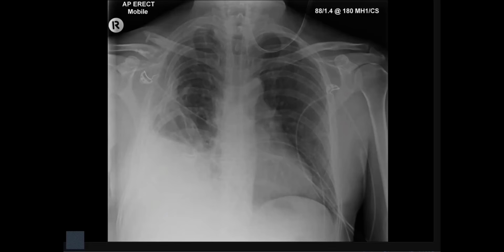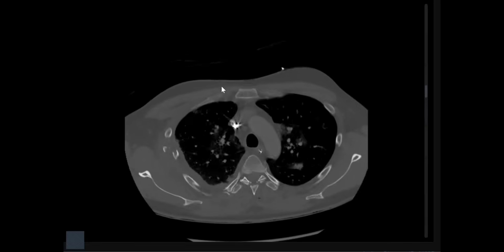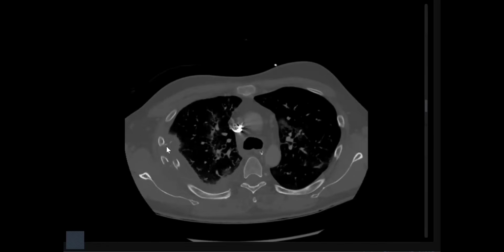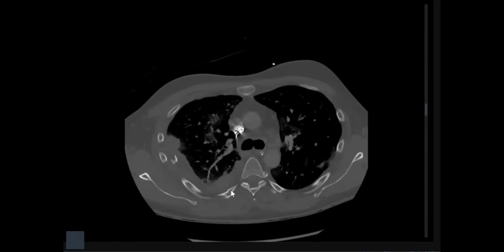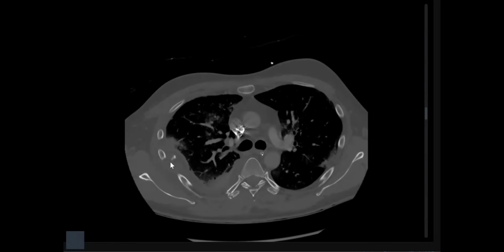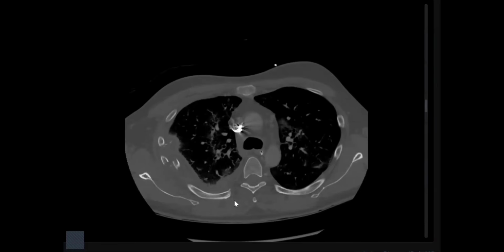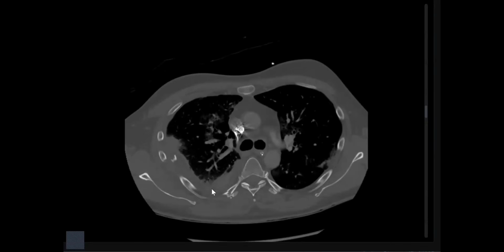So take care, my friends. In case of chest trauma, I think everyone, even the patient's relatives, will detect these fractures, but only you will correlate this one with this one. Multiple fractures in the same rib, in at least three or four successive ribs, will form a flail segment, and this is called the flail chest.